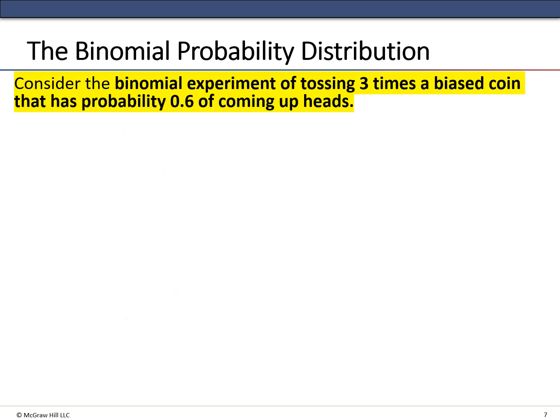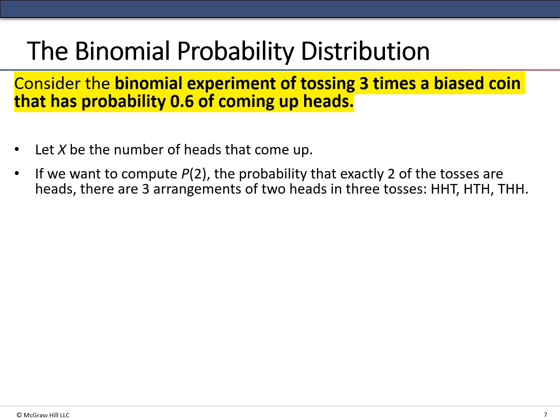Now let's look at how we figure out a probability, and this can be a little bit confusing. Consider an experiment of tossing a biased coin 3 times. This is no longer a fair coin, and this coin has a probability of 0.6 of coming up heads, so it's more likely to come up heads than tails. X is the number of heads that come up.